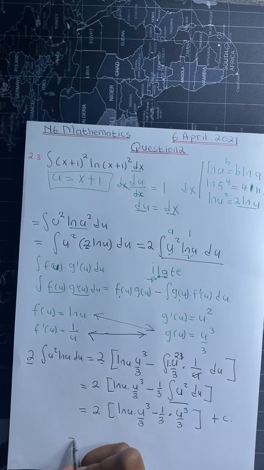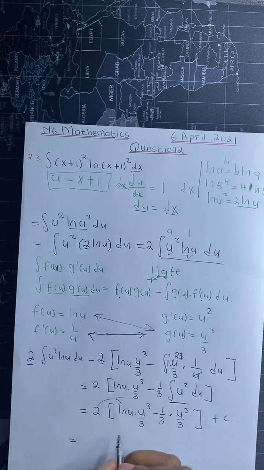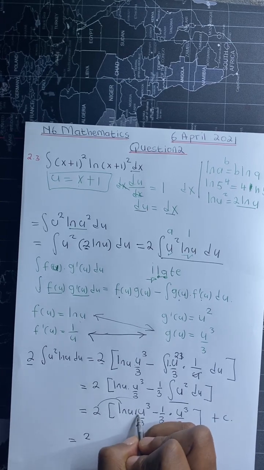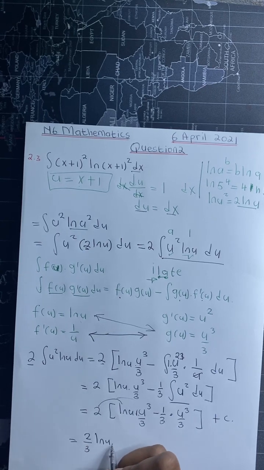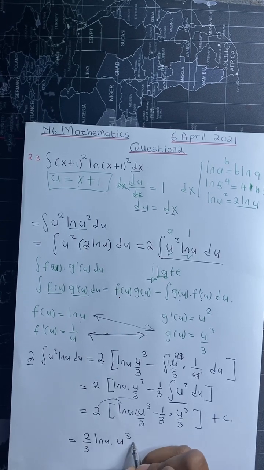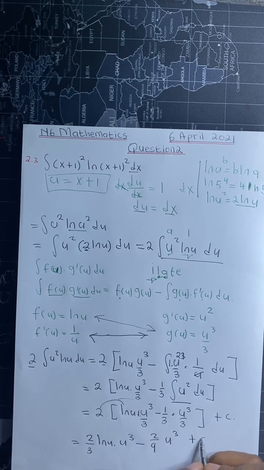plus c. From here, let's distribute the 2 inside the parentheses. So we have 2 multiplied by this 1 over 3. So we have 2 over 3 ln of u to the power 3 minus the 2 divided by this denominator 3 multiplied by that denominator 3 is equal to 9 u to the power 3 plus c.